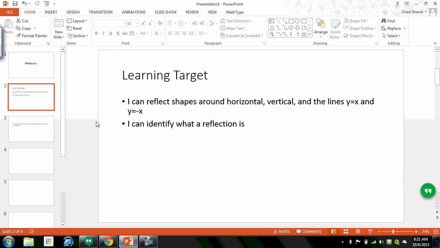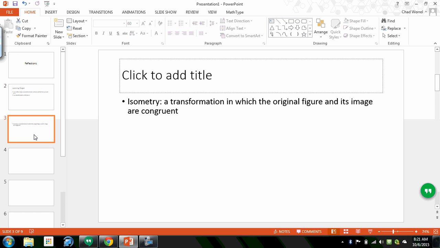So the learning targets for this lesson: I can reflect shapes around a horizontal line, a vertical line, and the lines y equals x and y equals negative x. I can identify what a reflection is. So you should be able to do both of those things by the end of this lesson.